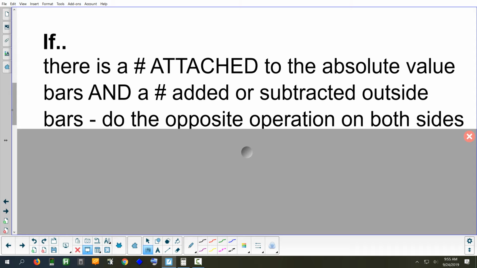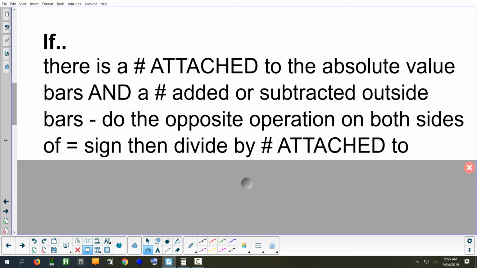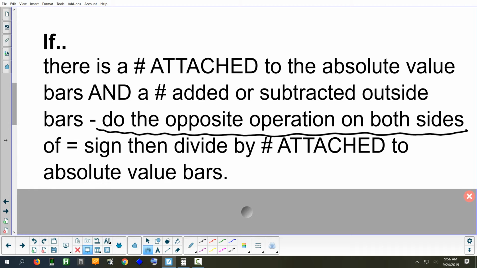First thing we're going to do is get rid of the number that's been added or subtracted by doing the opposite operation on both sides. Remember, opposite operation means if you see plus, you do minus. If you see minus, you do plus. So this part that I just underlined, that's like the extra step in this part. The last thing is what you just did before. Divide both sides of the equation by the number that's attached to the bars. Okay, this part we just did up above. So that part's the same.